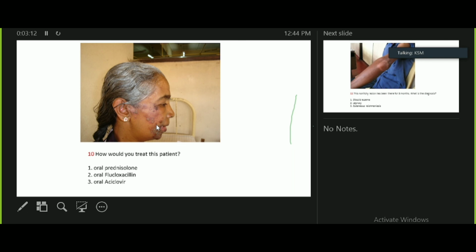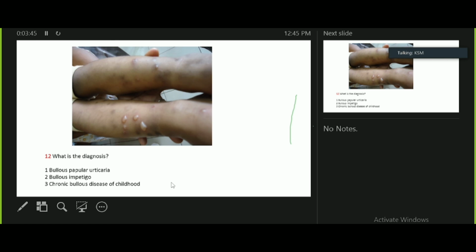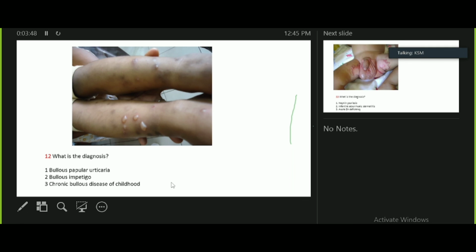This one, herpes zoster, involving the mandibular division of the trigeminal nerve, the dermatomal pattern. So the treatment is with oral acyclovir. Again, this is a patient with leprosy. In eczema, you get itching and also scaling, and 8 months is a bit longer period, so this is leprosy. Bullous papular urticaria, common in children in exposed areas. Bullous impetigo, you get very flaccid blisters. In contrast, here you get very tense blisters.